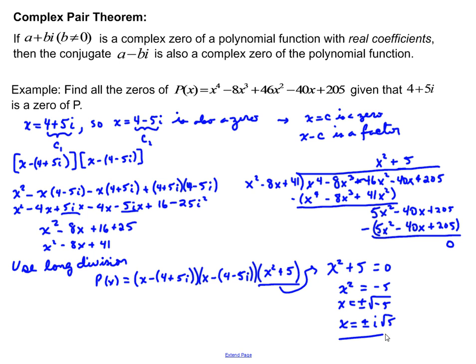So that's 2 more zeros right there for a total of 4 zeros. The polynomial is fourth degree, right? So this is a complex zero of a polynomial function. In fact, we have 4 complex zeros, but we still have real coefficients. All right, more to come.